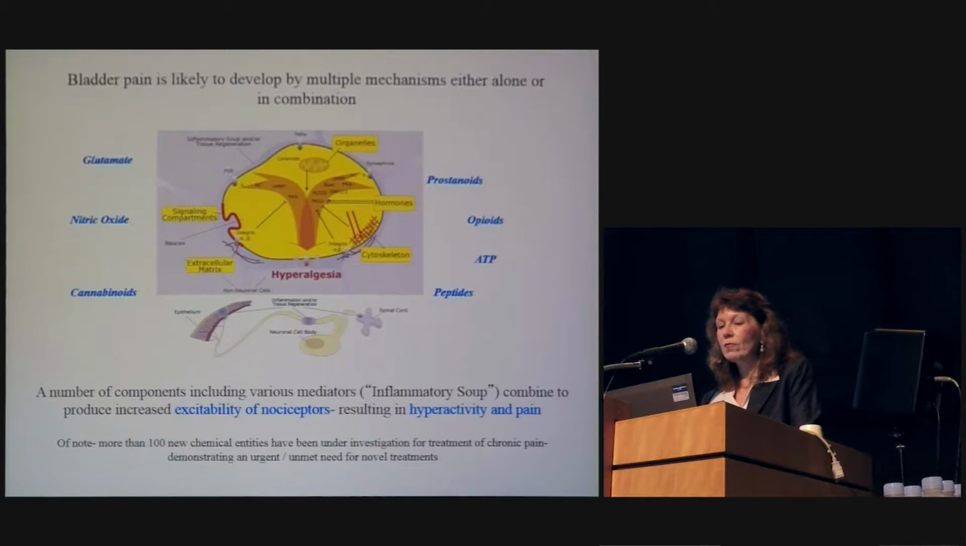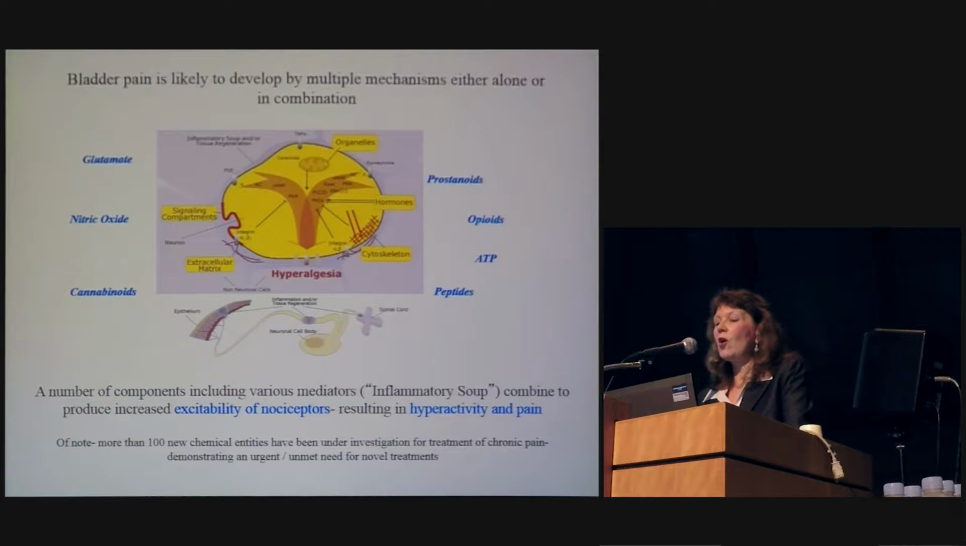mentioned. Bladder pain, as we know, is likely to develop by multiple mechanisms, either alone or in combination. There's a huge number of components in terms of mediators, and they're typically called an inflammatory soup. Some of them are shown here. These combine to produce increased excitability of pain fibers, nociceptors, resulting in hyperactivity or pain. You should note that there are more than 100 chemical entities currently being explored for the treatment of chronic pain symptoms, and this is not just bladder but other types of chronic pain, really demonstrating the unmet and urgent need for this kind of therapy.